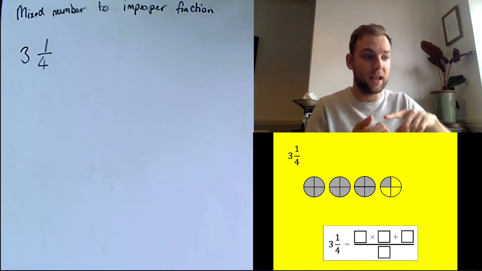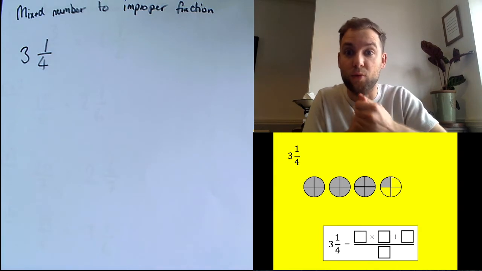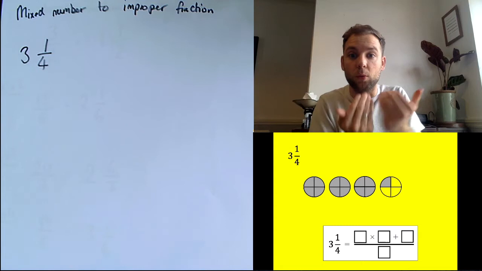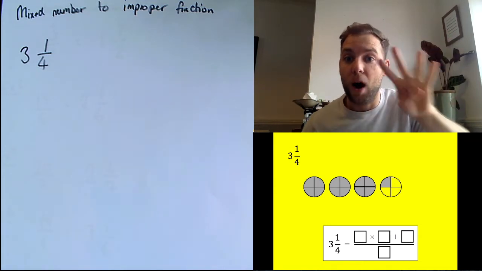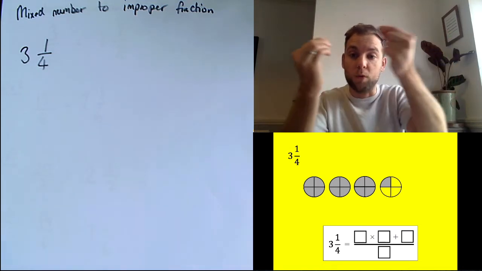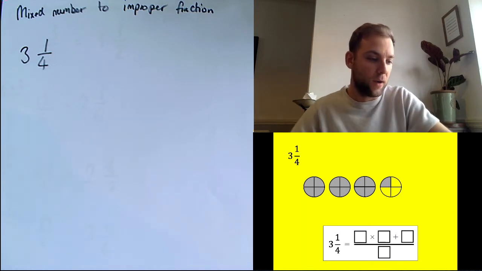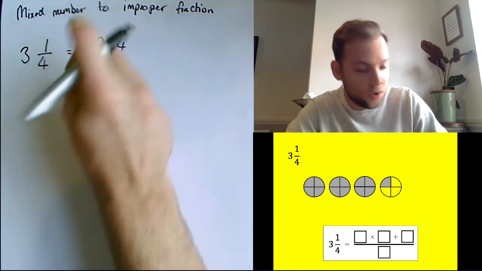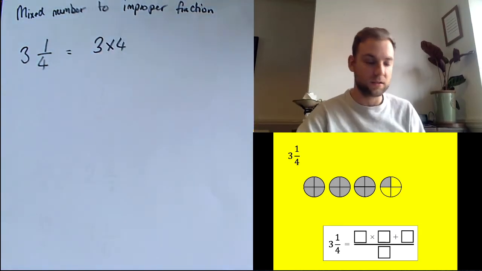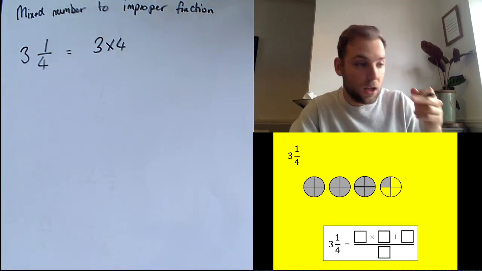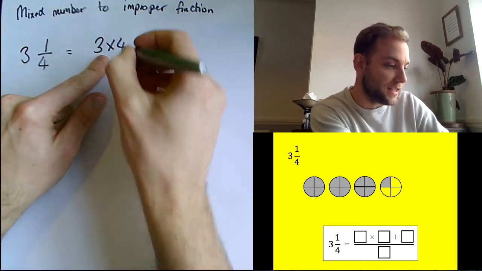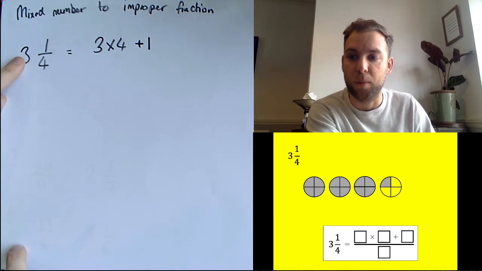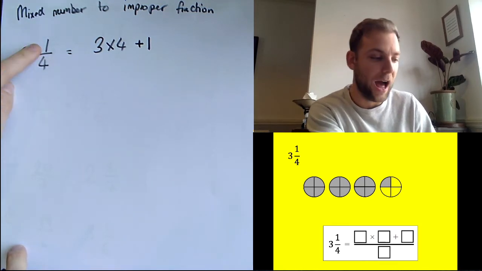Yes, there actually is. The quickest way to do it is to do 3 times 4. So that whole number, I've got 3 wholes which are split up into 4 parts. So the way I do this is 3 times 4, because 3 wholes are split up into 4 parts. And then, how many have I got left over? Well, in this case, I've got 1 left over. So 3 times 4, and the 1.